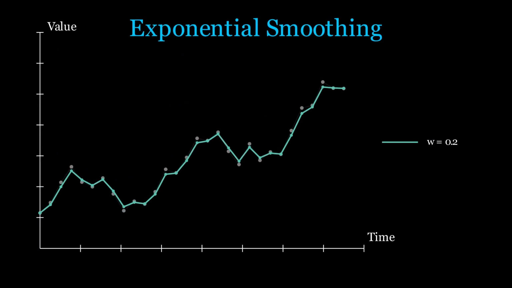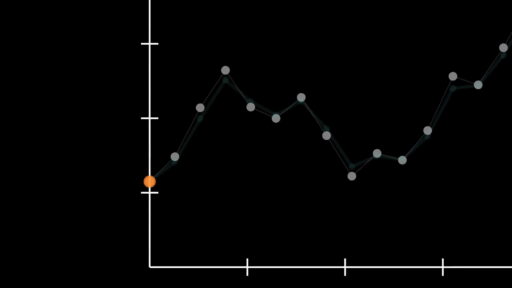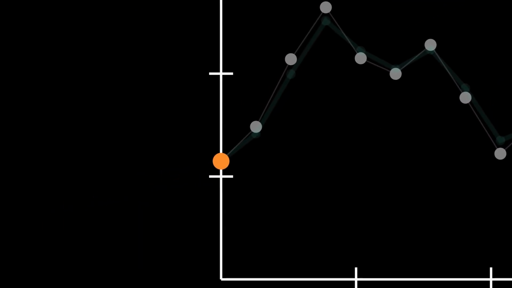Repeating this recursive process gives us the full smooth line for w equals 0.2. Because the weight assigned to the previous estimate is low, more weight is given to the current observation, so the line closely follows the raw data. Let's see what happens when we increase w to 0.5.